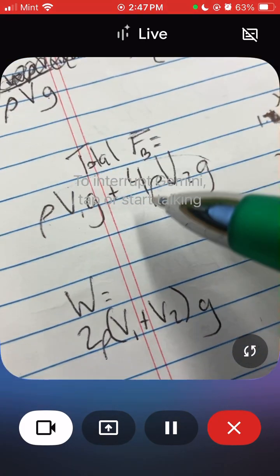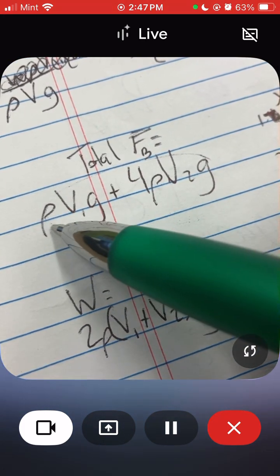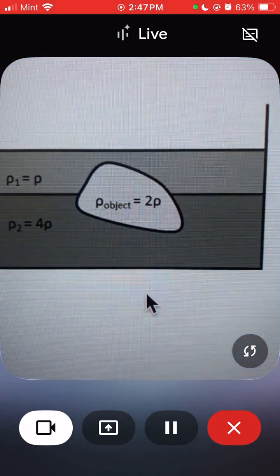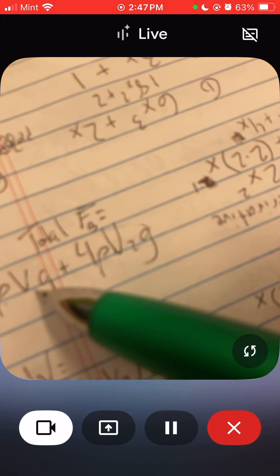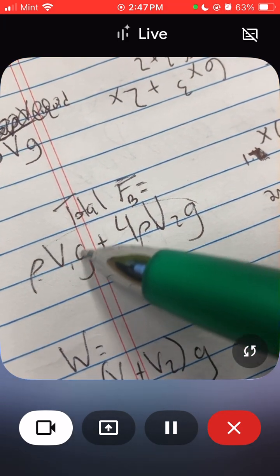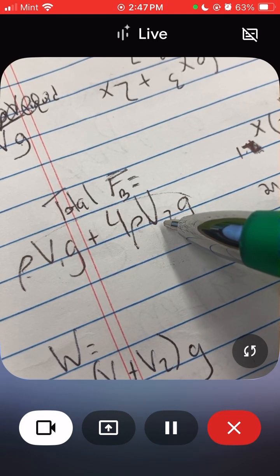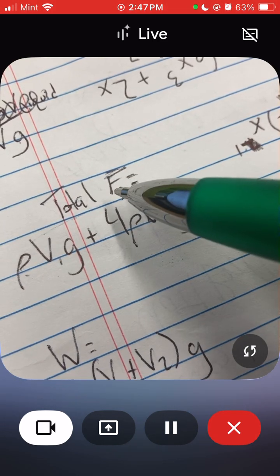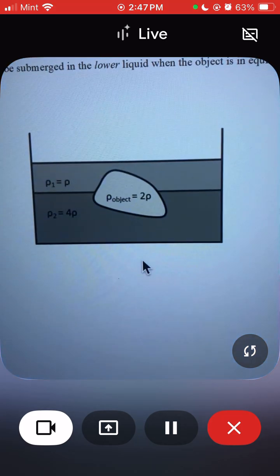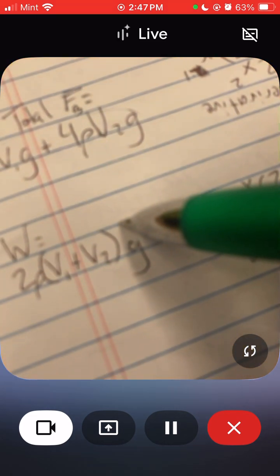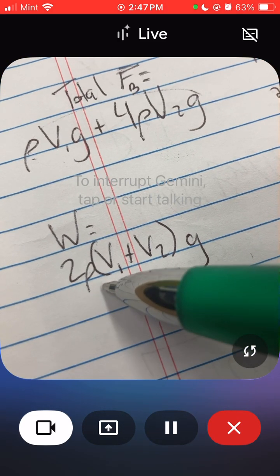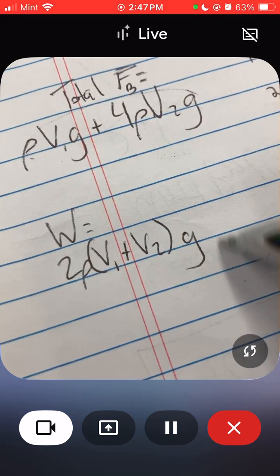So that's total buoyant force because it's the first one, the buoyancy of the first liquid is rho, and then the volume displaced by it times g. And then 4 rho is the second liquid displaced this much times g. That's total buoyant force. Even though it's completely submerged, it's still floating there, I guess, somehow. So it's like, okay. And then this one, 2 rho, V1 plus V2. What's this referring to?